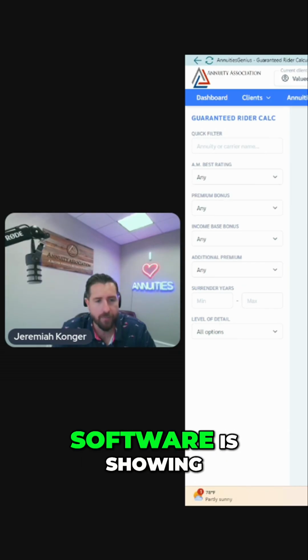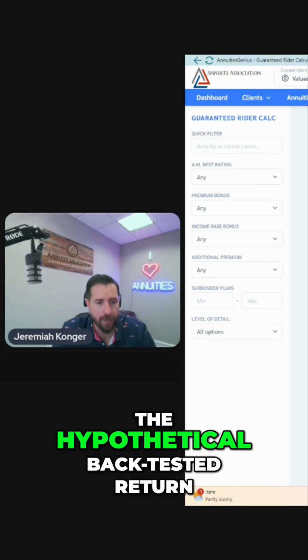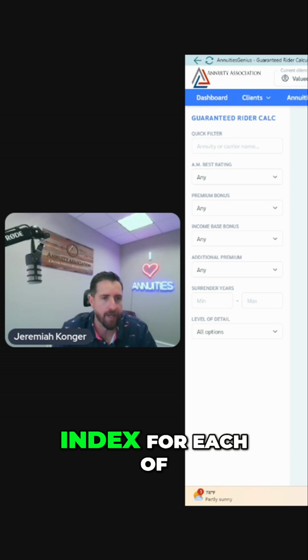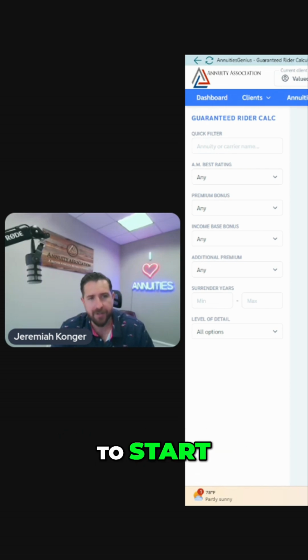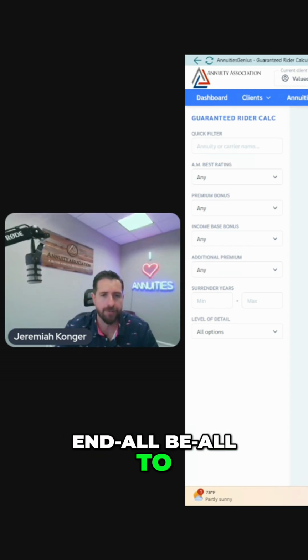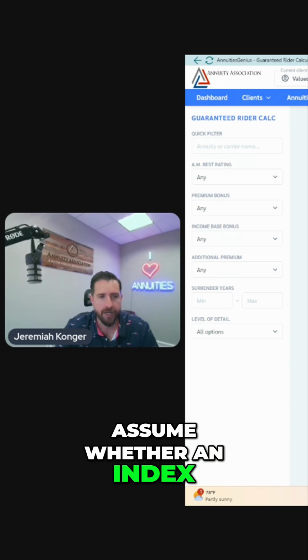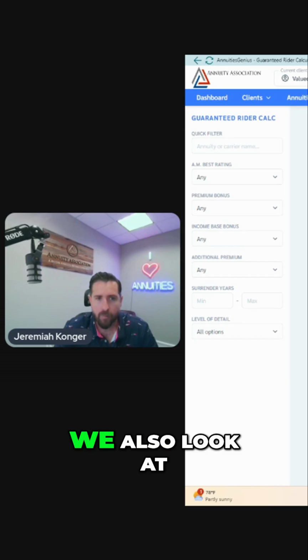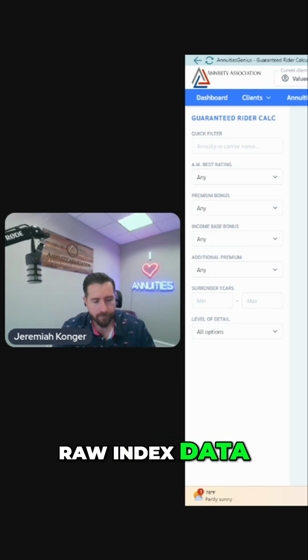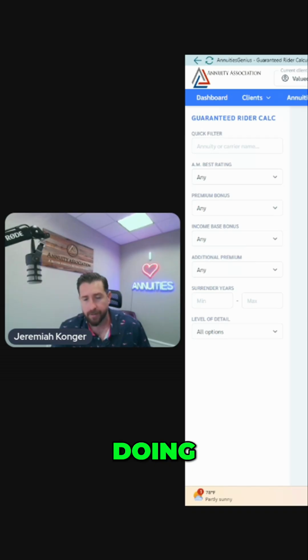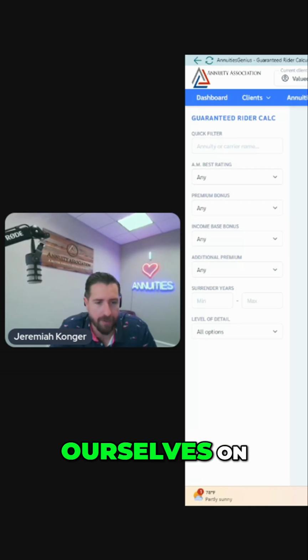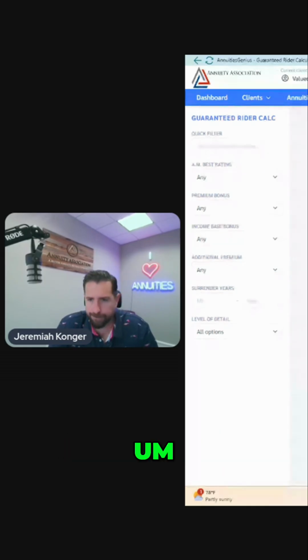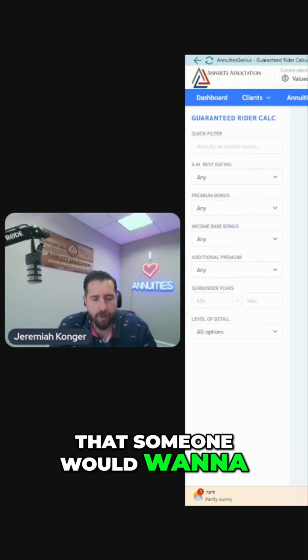And you'll notice our software is showing the hypothetical back-tested return of the highest performing index for each of these annuity options. So that's one place to start. It doesn't mean that's the end-all be-all to assume whether an index is good or not, but that's a good place to start. We also look at raw index data. We want to see how these indexes have been doing today, this year, last year, not just in a hypothetical manner, but real time. And that's something that we also pride ourselves on. But yeah, those are the areas that someone would want to pay attention to.